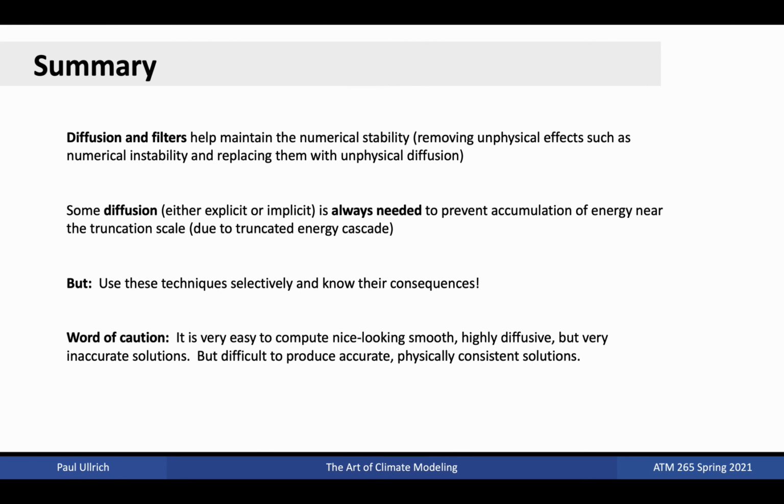In summary, diffusion and filters can be employed to help maintain numerical stability, removing unphysical effects such as numerical instability and replacing them with physical diffusion. Some diffusion, whether it be explicit or implicit, is always needed to prevent accumulation of energy near the truncation scale. The accumulation of energy occurs because of the energy cascade in the atmosphere from large scales to small scales. But these techniques must be used selectively, and the consequences known prior to their employment. One word of caution: it is easy to compute nice-looking, smooth, highly diffusive, and generally inaccurate solutions. But it is difficult to produce accurate, physically consistent solutions.